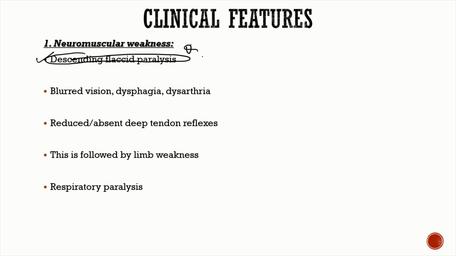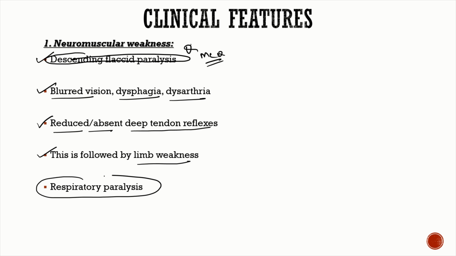Very, very important MCQ. So the presentation is a descending areflexic flaccid paralysis. Initially you're going to have cranial nerve or bulbar weakness in the form of blurred vision, diplopia, dysphagia, and dysarthria. And the patient is going to develop areflexia, that is reduced or absent deep tendon reflexes. And then the weakness is going to descend down to involve the limbs. And the most dreaded complication is going to be respiratory paralysis.